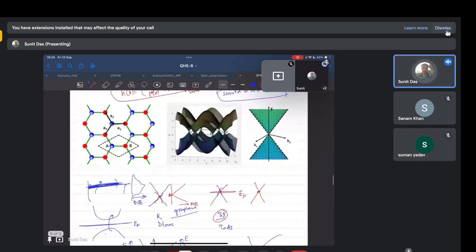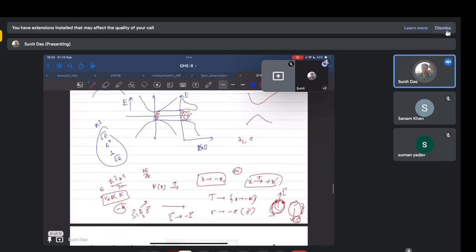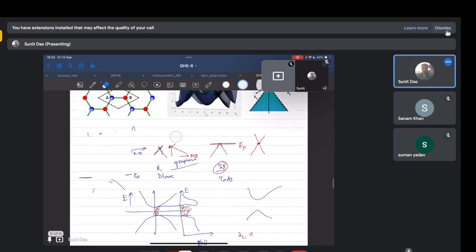Okay, so I'll just briefly mention the Haldane model. Although there are a lot of details, I'll not go through each of them, but the main essence I'll try to convey.